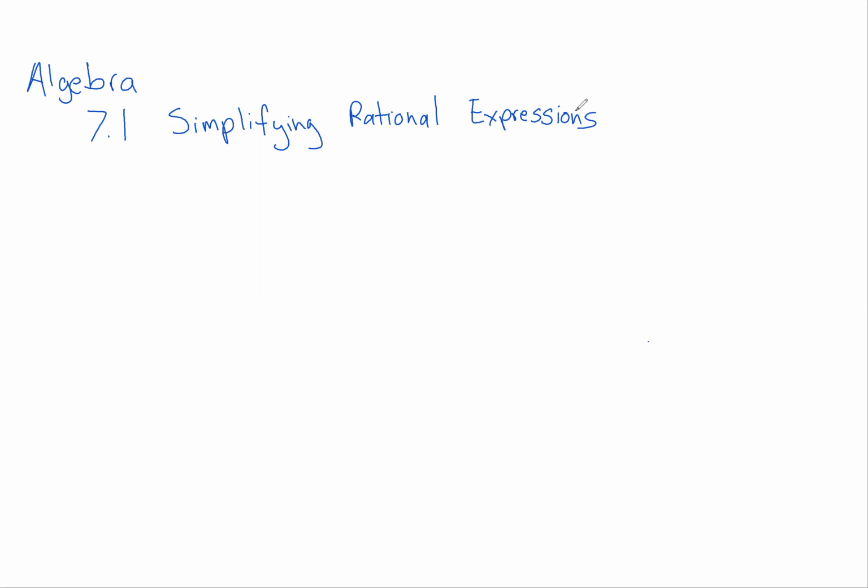This video is going to be about simplifying rational expressions. So we're going to work through 3 examples and I'll do my best to talk through each of the steps. So let's get going. Our first problem is x squared minus 1 over x squared plus 2x plus 1.